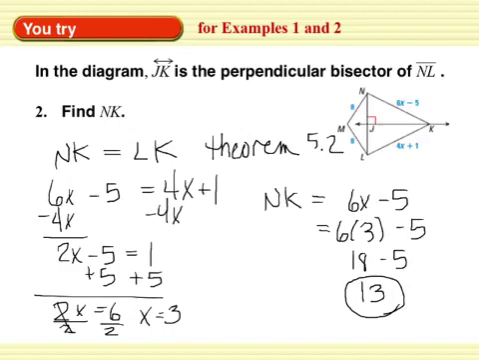Okay, there we go. NK equals LK because of Theorem 5.2. So I set both of those equations equal to each other and solved for x. Got x equals 3. Plugged that back into the equation for NK and got NK is equal to 13.